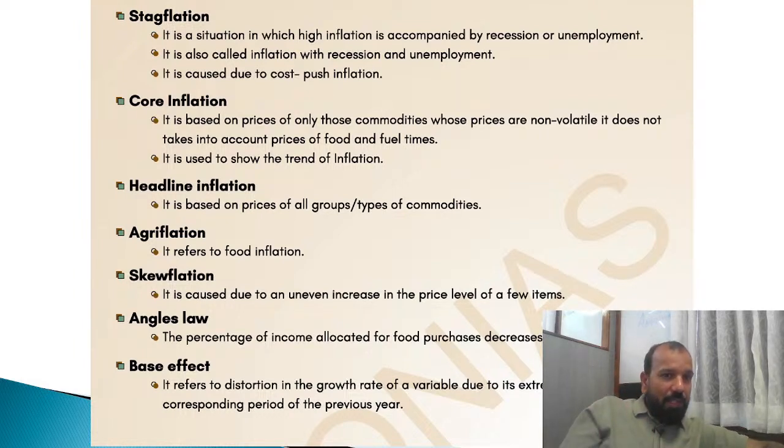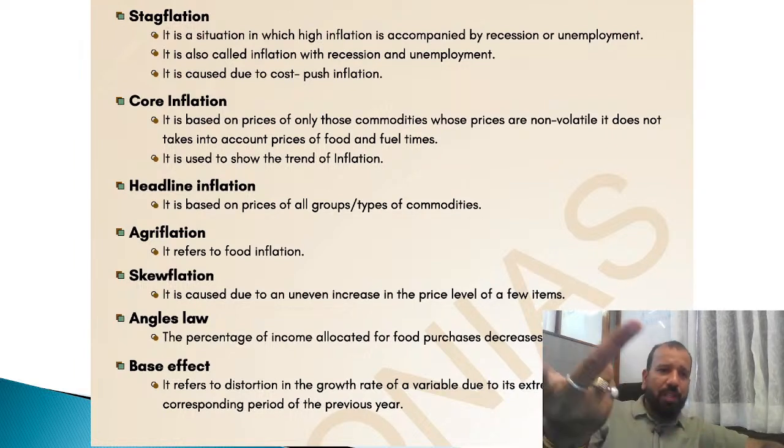Then core inflation is based on the prices of only those commodities whose prices are non-volatile. It does not take into account the prices of food and fuel. In core inflation we don't include the prices of food and fuel, because food and fuel are always volatile, and the remaining products and services are not volatile like food and fuel. So in core inflation we are more concerned about those commodities where prices are not volatile. Then headline inflation is based on the prices of all groups and types of commodities.